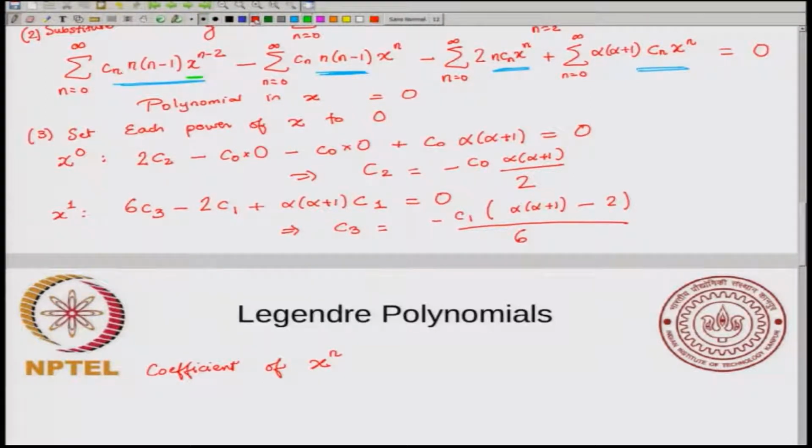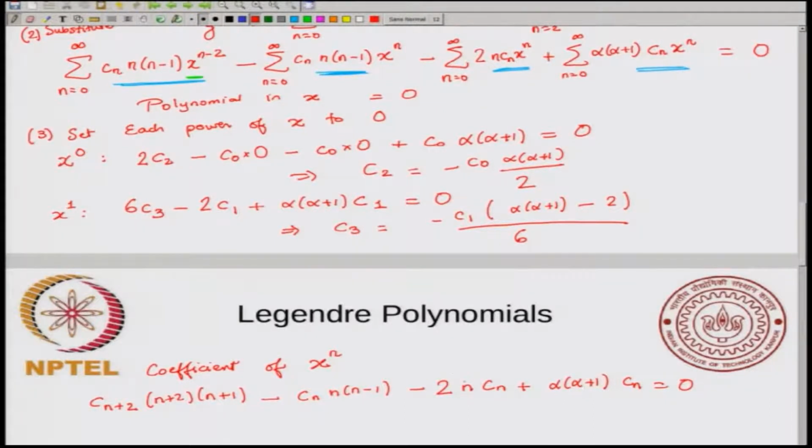Okay. So, what you will get is that the term with x raised to n will contain c_{n+2} times (n+2)(n+2-1), so (n+2)(n+1), as the coefficient of x to the power n. The second term will have x to the power n, so we will have c_n n(n-1). The third term you will have minus 2n c_n, and the fourth term you will have plus alpha (alpha plus 1) c_n, and this equals 0.